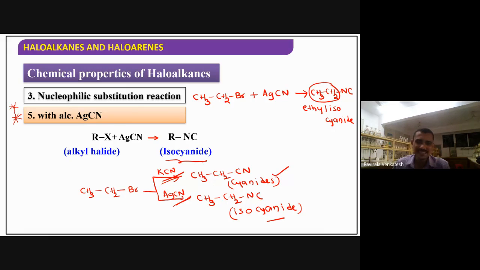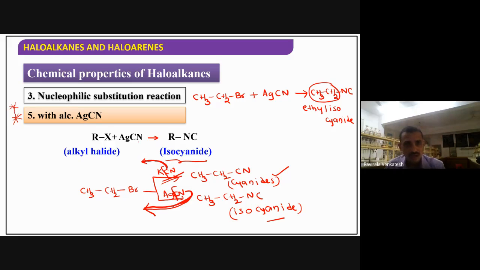Why? Because KCN is an ionic compound and attacks from the carbon side, whereas AgCN has covalent character and attacks from the nitrogen side, because you can't break the bond here. Being a covalent bond, it is difficult to break, so the attack takes place from the nitrogen side. Therefore we get isocyanate. But being an ionic compound, we can cut this one, so the carbon side can attack. So AgCN, KCN, you have to remember that.